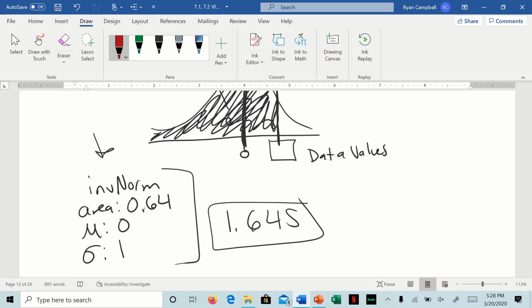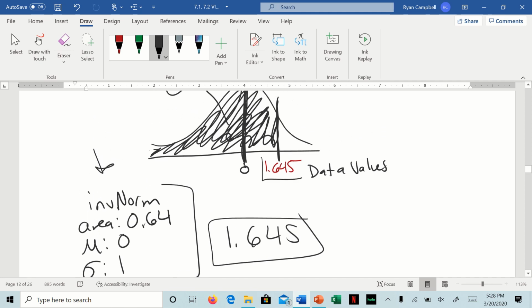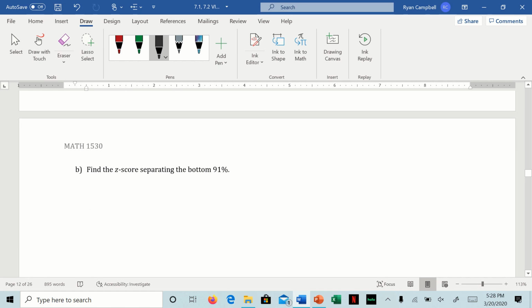Does it make sense for us to put 1.645 right here? What is that in relation to the mean? We see it's above, it's positive, which is good. It should be above the mean. So we probably did that right. So that can be another just quick way to double check yourself. Does it make sense for this value to go right there? And yeah, it does. Let's do another one.